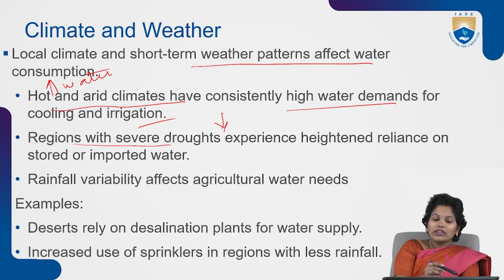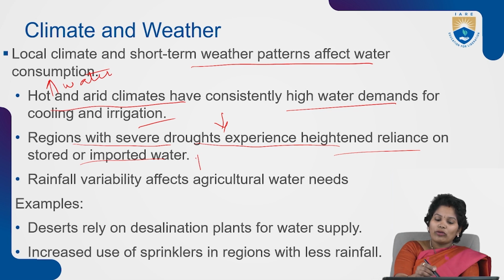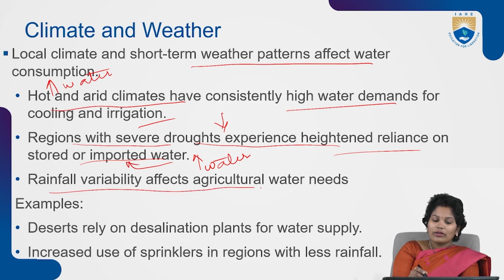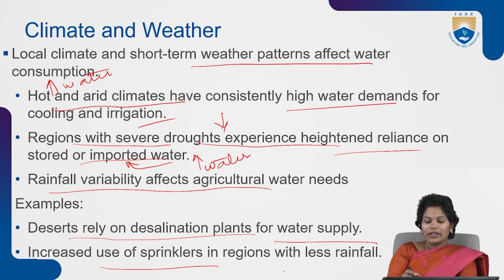So regions experiencing droughts have high water demand. If it is drought, we require more water, and what they are doing is importing water to the drought regions. And rainfall variability affects agricultural water needs. Examples are deserts relying on desalination plants for water supply, and increased use of sprinklers in regions with less rainfall.